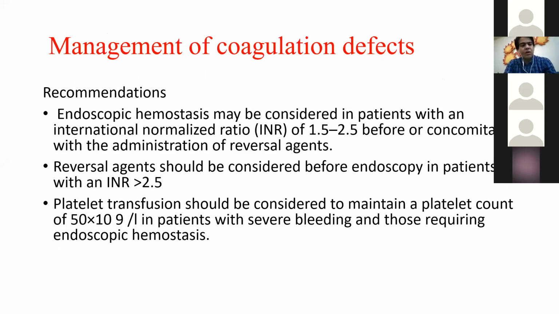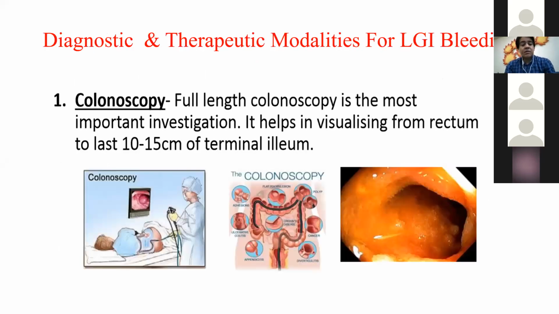According to recommendation, before endoscopy you must check the PT and INR. If INR is more than 2.5, then you must transfuse fresh frozen plasma. If the patient's platelet count is less than 50,000, then you have to transfuse platelets before sending the patient for colonoscopy. Now, what are the diagnostic and therapeutic modalities for lower GI bleed?